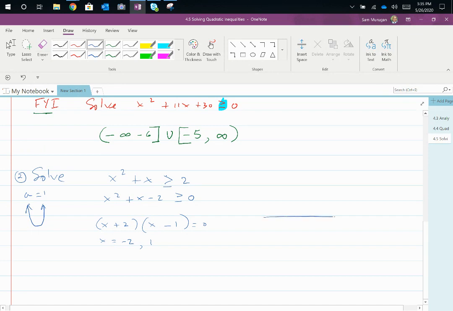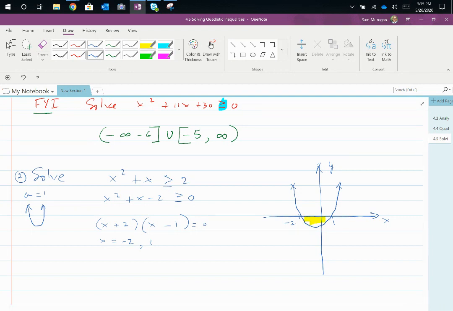So if we were to sketch this graph, between -2 and +1, turned upwards. And again, it's asking about the x values for the portion of the graph that are below the x-axis. So simply the interval from -2 to 1, and it's greater than or equal to, so this time we will use brackets.